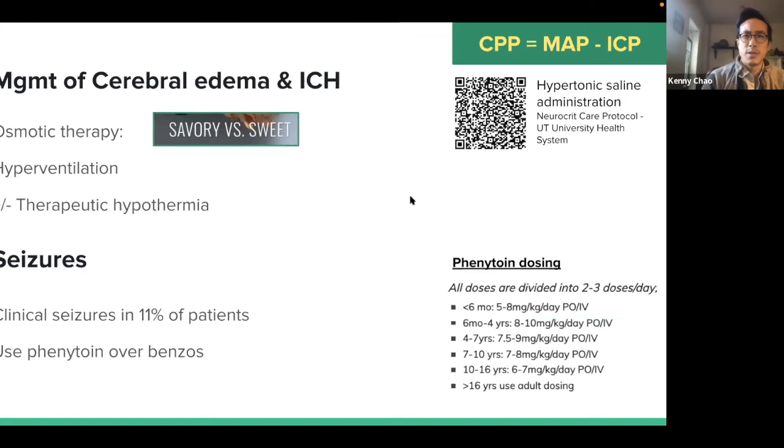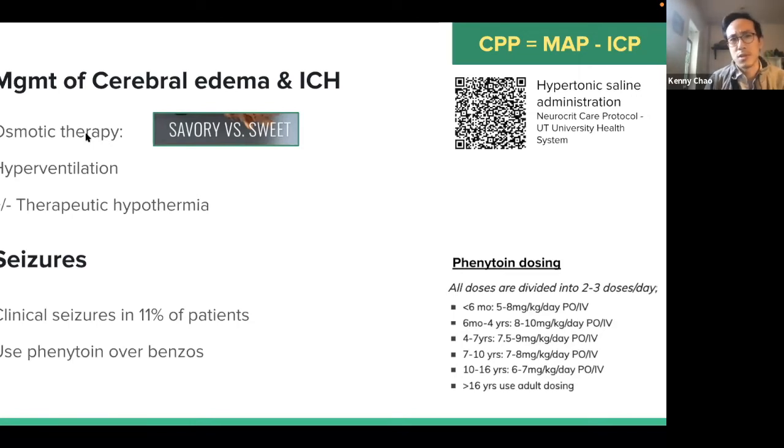So in terms of management, I think we're pretty well aware of this formula. Cerebral perfusion pressure equals MAP minus the intracranial pressure. So the thought process is to decrease your intracranial pressure so that you have increased cerebral perfusion. Just keep in mind that you also want to maintain a MAP so that the entire formula on the right side doesn't drop to decrease your cerebral perfusion. So your options to decrease the pressure, you have osmotic therapy.